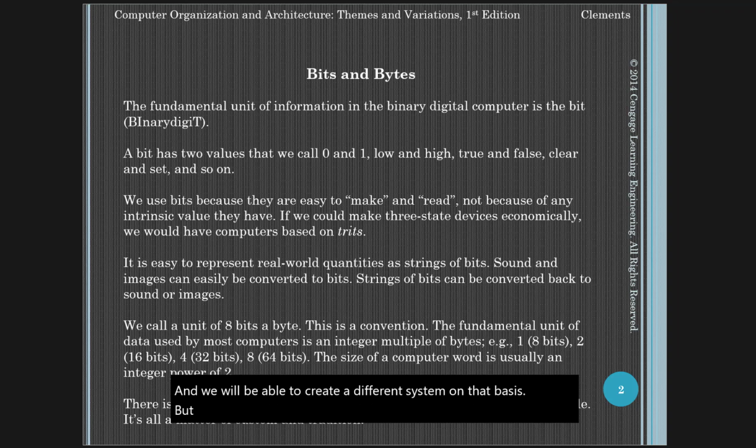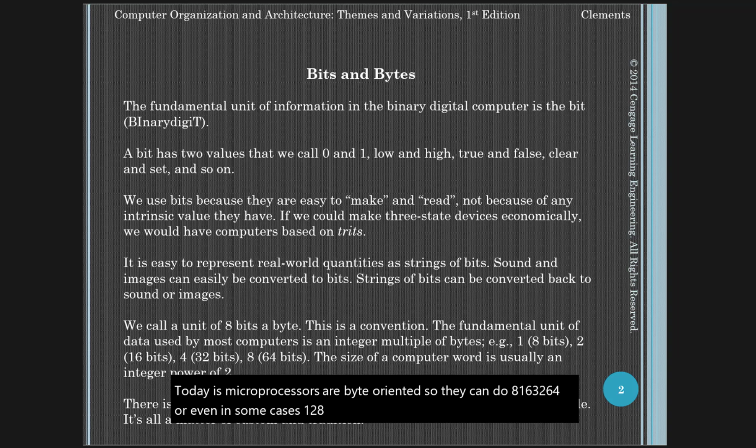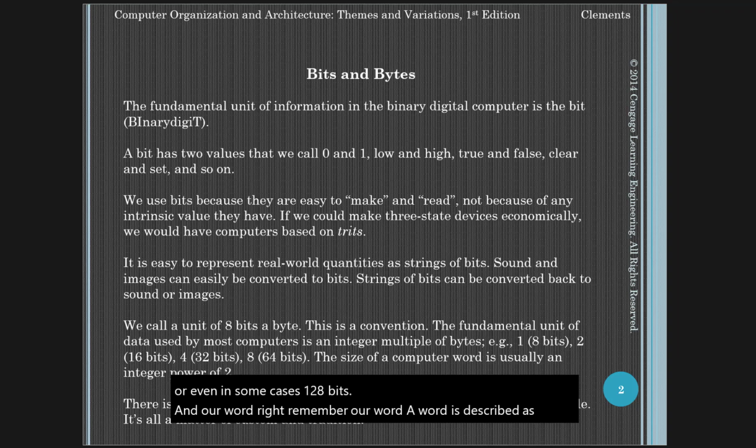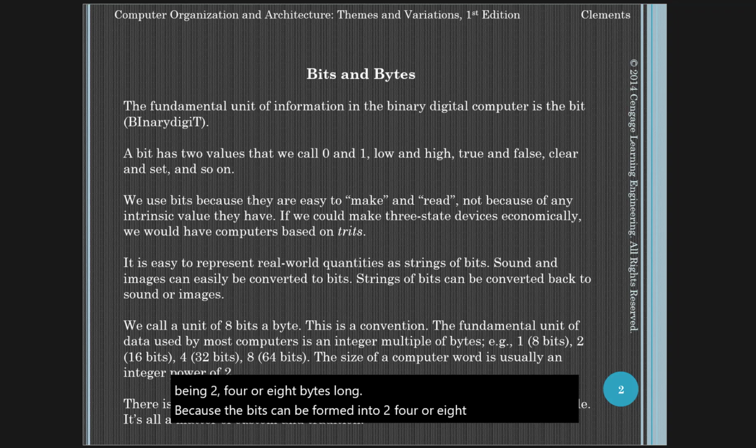But computers don't typically operate on a single bit at a time. They operate on groups, right? Groups of bits. A group of 8 bits is known as a byte, B-Y-T-E. And today's microprocessors are byte-oriented. So they can do 8, 16, 32, 64, or even in some cases, 128 bits. And our word, right? Remember our word. A word is described as being 2, 4, or 8 bytes long because the bits can be formed into 2, 4, or 8 groups of 8 bits, respectively.